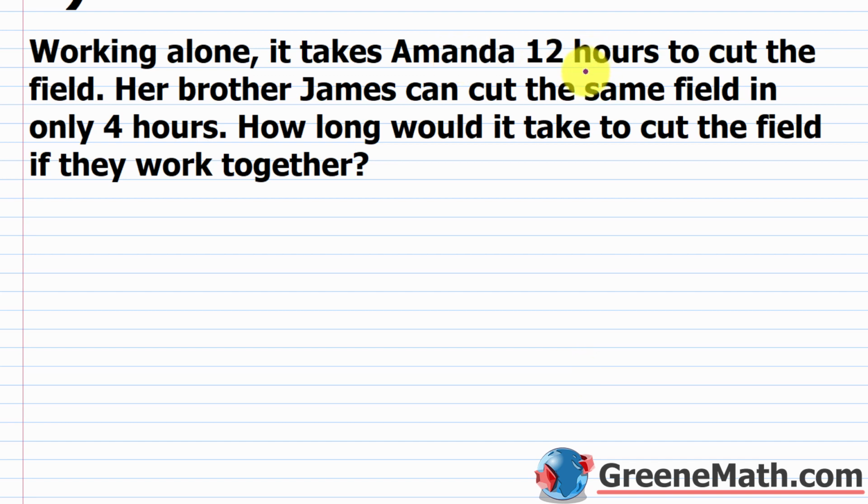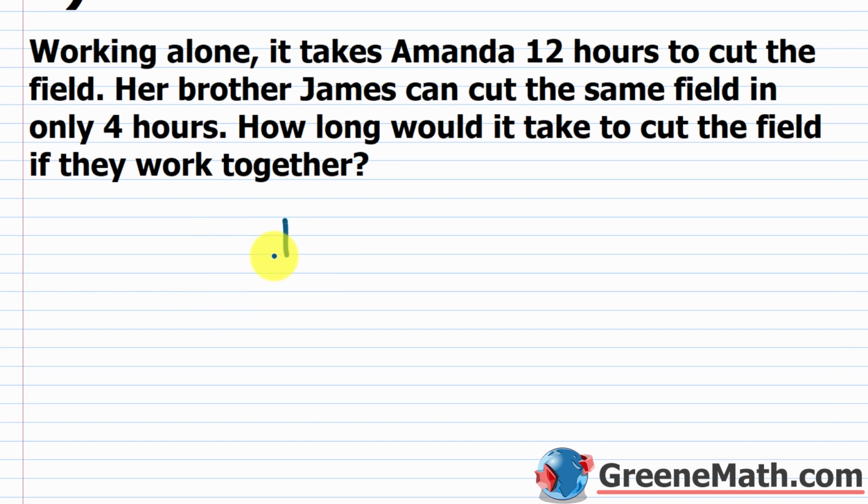So for Amanda, in 1 unit of time, which is 1 hour, she's done 1/12 of the job. You're going to add that to the amount of the job that James can do in an hour. Takes him 4 hours, so in an hour he's done 1/4 of the job. If we get a common denominator here, I'll multiply this by 3 over 3. This is 3 over 12 here. And then 3 over 12 plus 1 over 12 is 4 over 12, which is basically 1/3.